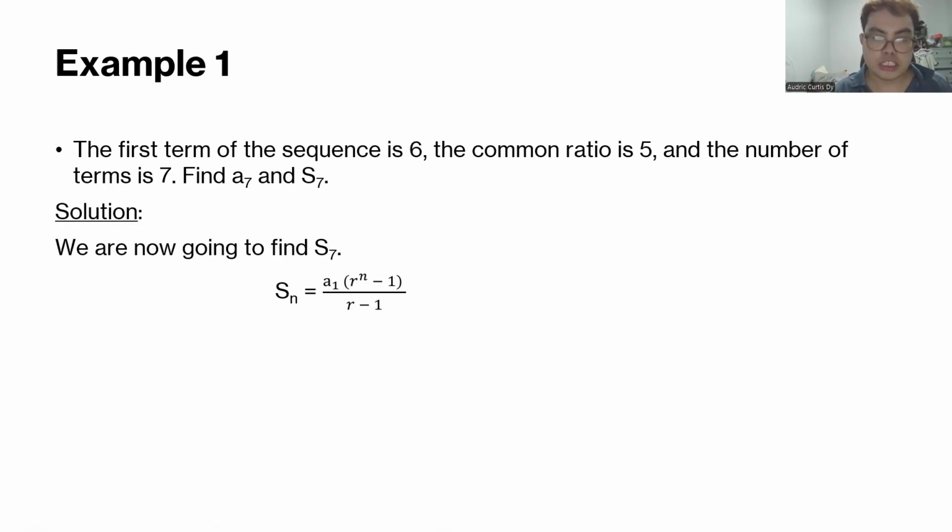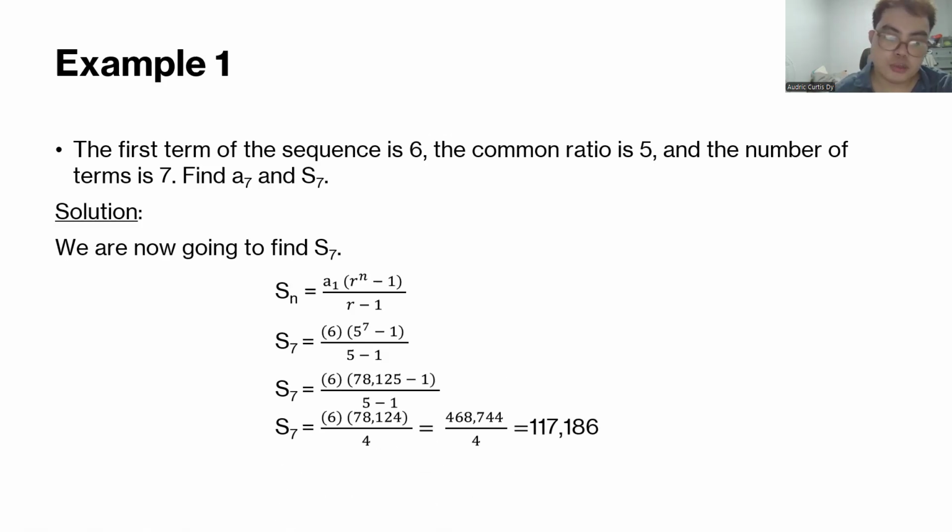Okay, so next we're going to find S sub 7, which is the sum of the 7 terms. Here, we're going to use this formula, which is about the geometric series. So we're going to substitute the given. What is given? Okay, here. We are going to write 5 raised to the power of 7 minus 1. That n is the number of terms. So that's why your n is 7, because based on the given, there are 7 terms. Okay, so 5 raised to the power of 7 minus 1. So we're going to simplify the exponent first.